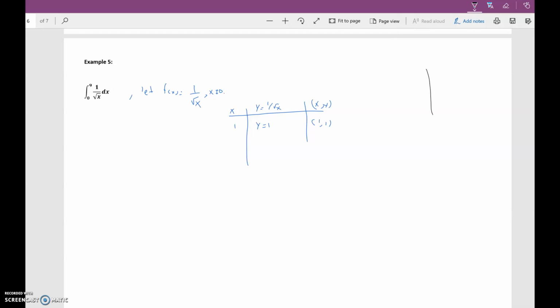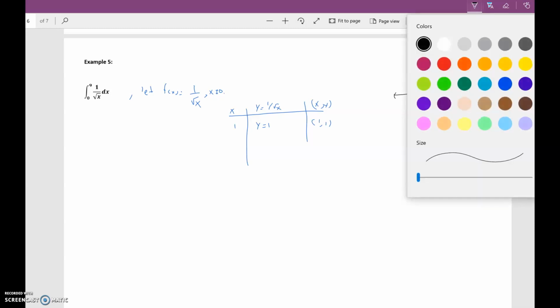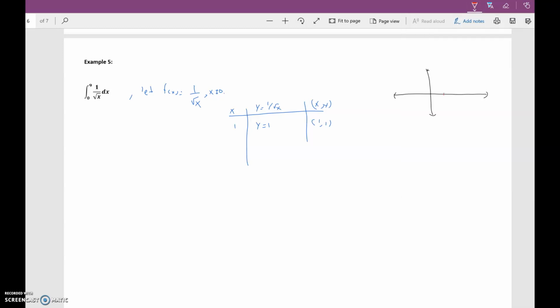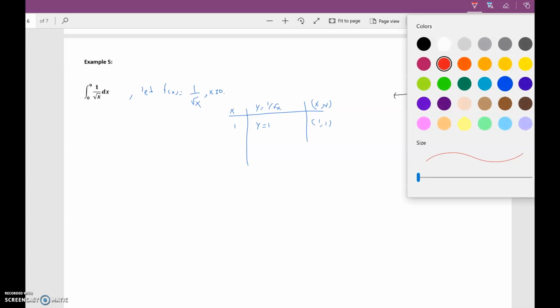So let me provide the sketch here. Not defined at 0, so we're going to have an asymptote there. And I think we just need one more coordinate point. So this is 1, 1. That's the first point. And then plug in 2.